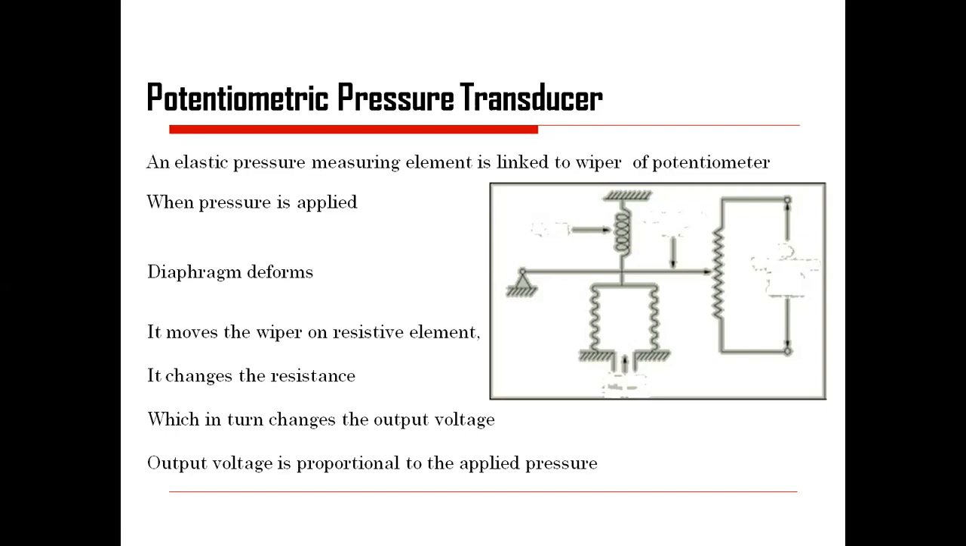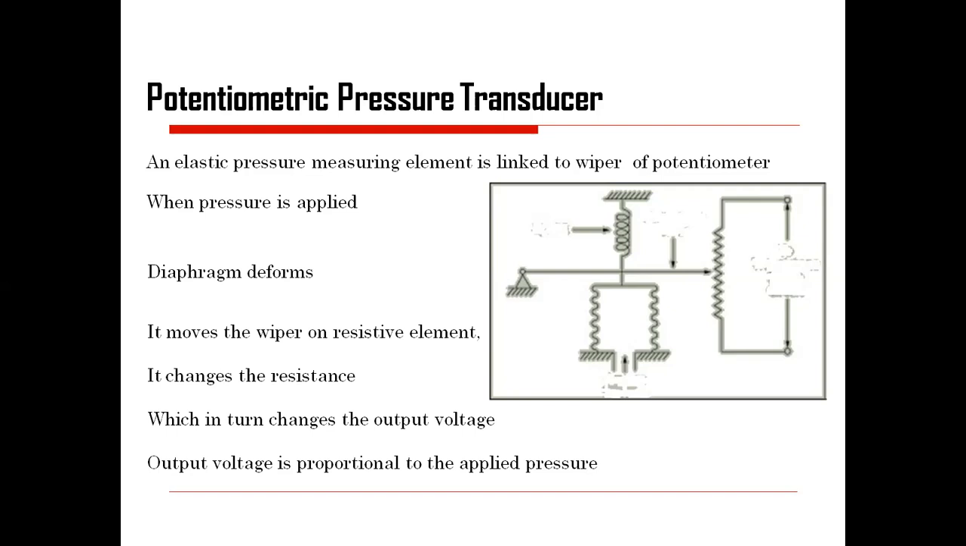So the output generated, though it is in the form of analog one, the resultant output generated will be in terms of electrical one. And the advantage of the electrical output is that it is more accurate; the analog one is less accurate compared to that of the electrical one. So we will take the reference of elastic type of pressure measuring devices or instruments.